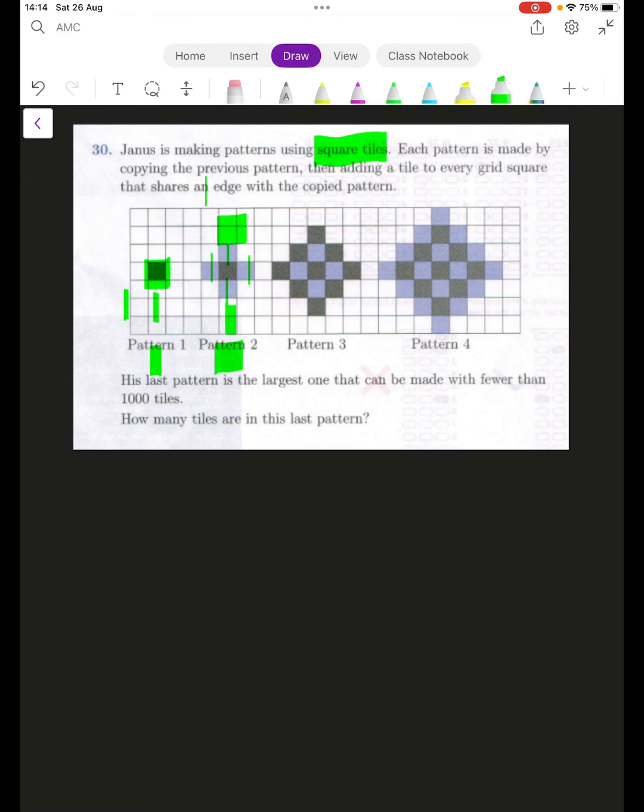So they started with a dark tile. In the second pattern, they added the light colored tiles, and then in pattern 3, they kept the previous pattern and they added the dark tiles around. And then in pattern 4, they kept the whole pattern 3, and then now alternatively they added the light colored tiles around. I marked too much, let me take that away.